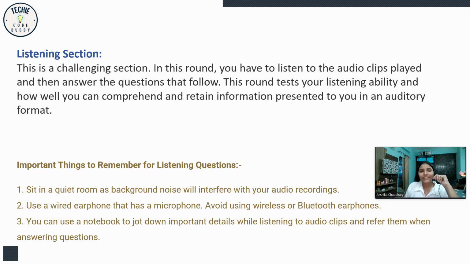Now the main focus is the listening section, reading section, and speaking section. If you are making mistakes in these, there is a danger. The listening section is a challenging one. In this round, you have to listen to the audio clips played and then answer the questions that follow. Don't worry, I will show you the screenshots also, to show how you need to proceed, and I will explain each and everything.